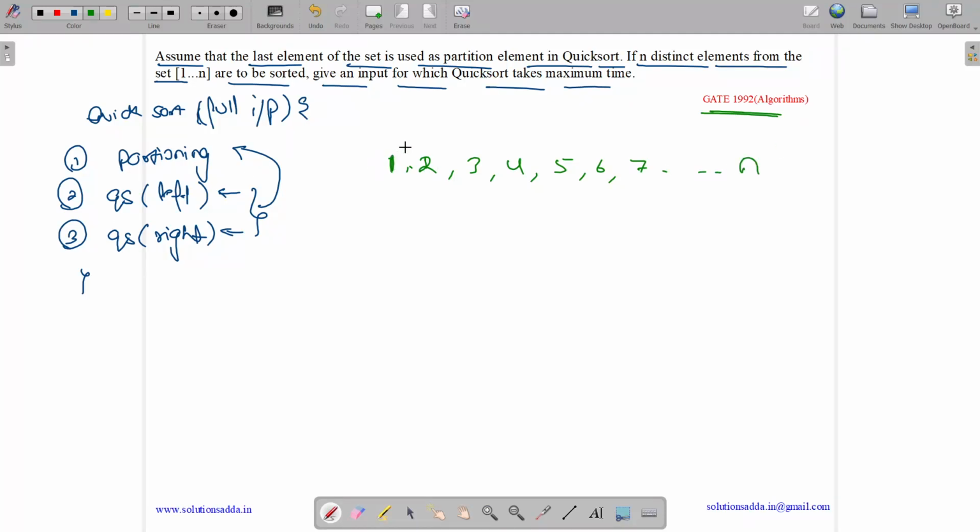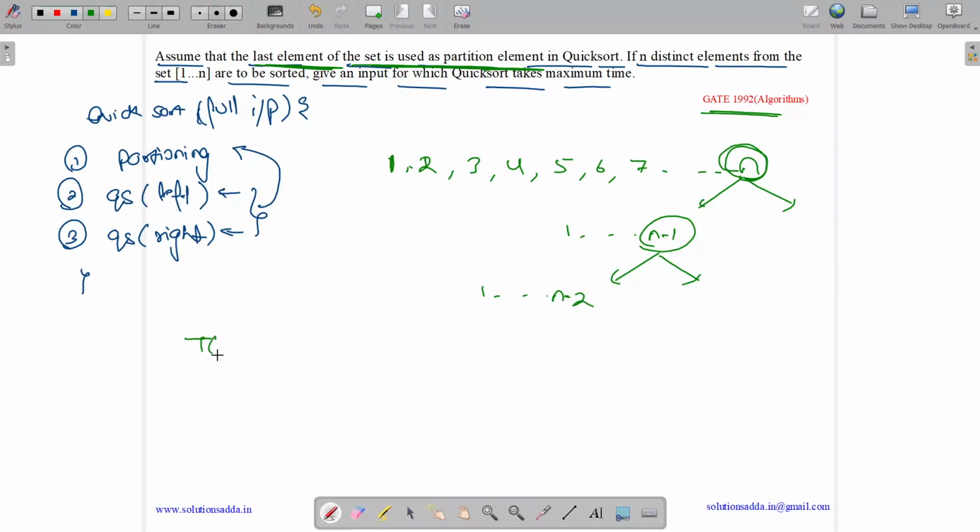So here the last item is taken as pivot. It is given over here. Assume that the last element of the set is used as partition element. So what we do, we take the last item and we make sure that all the items on the left of it are less than it, and on the right of it are greater than it. Thus we will have all the items from 1 to n minus 1 on its left and nothing on the right. Then again n minus 1 is taken as pivot, and we will have all the items on the left of it, and on the right nothing.